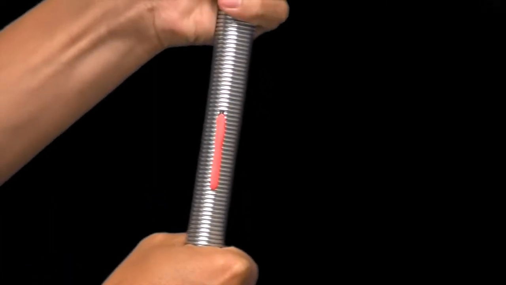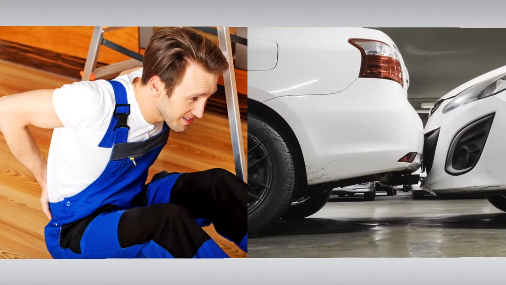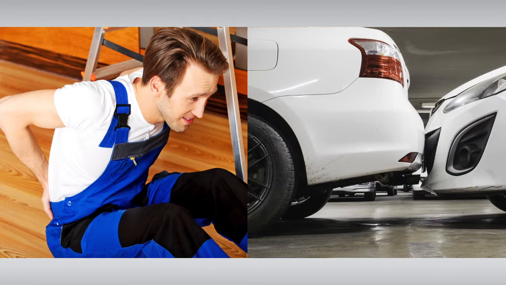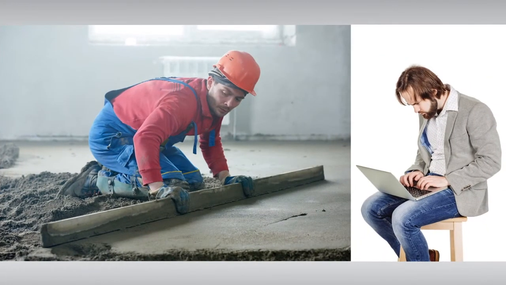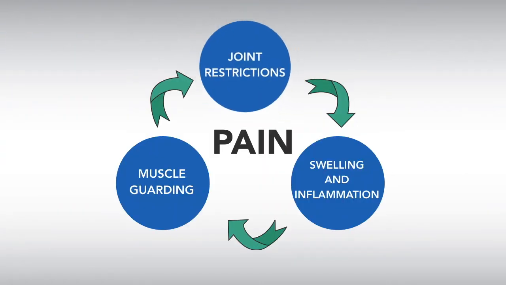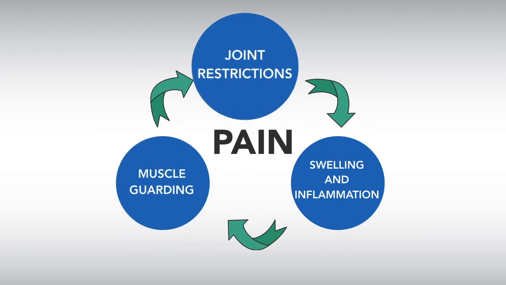Joint restrictions develop in a number of ways. Sometimes they're brought on by an injury, like a fall or an auto accident. But more commonly, restrictions develop slowly from repetitive strains or poor posture. And joint restrictions give rise to a self-perpetuating cycle of discomfort, beginning with swelling and inflammation, which triggers painful muscle guarding and leads to more restriction.